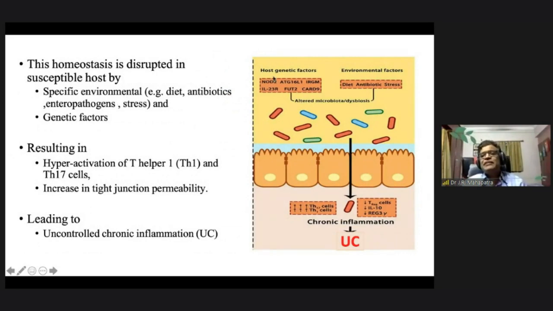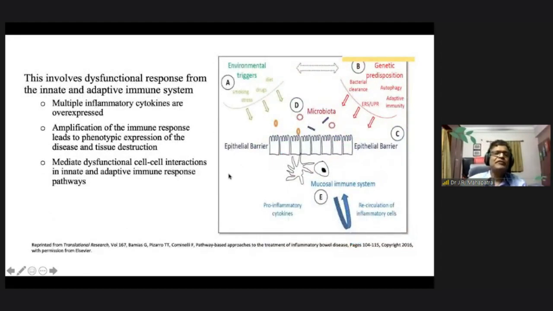You can see the host genetic factors I've already mentioned, like NOD2, ATG, IL-23R, and CARD9, and environmental factors like diet, antibiotics, and stress. So already three things are operating: autoimmune, host genetic factor, and environmental factor. There is involvement of a dysfunctional response from the innate to the adaptive immune system, multiple inflammatory cytokines are overexpressed, and amplification of the immune response leads to phenotypic expression of the disease, mediated by dysfunctional cell-cell interaction in the innate and adaptive immune response pathway.